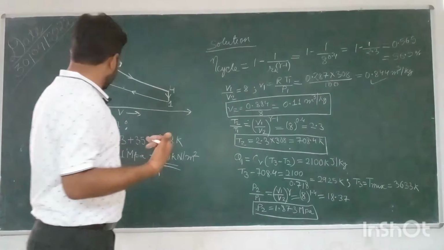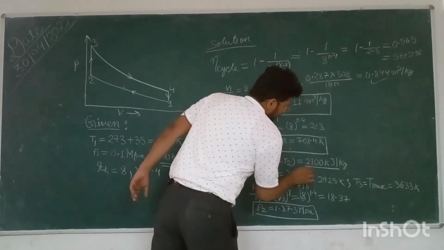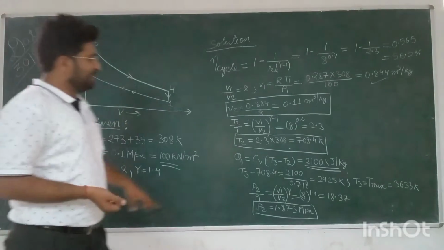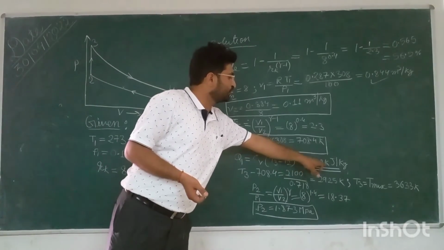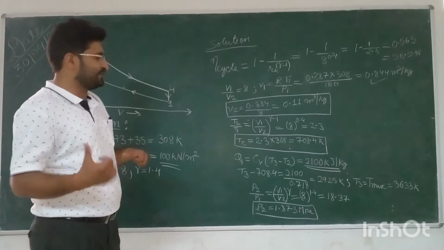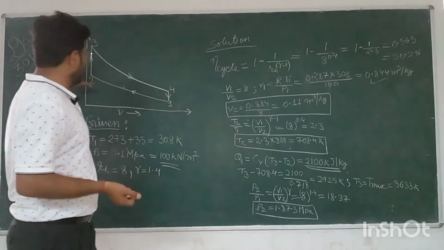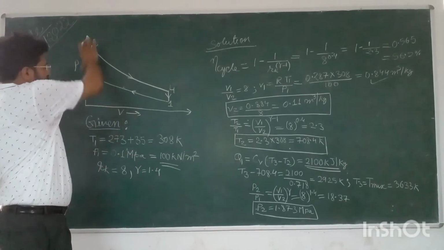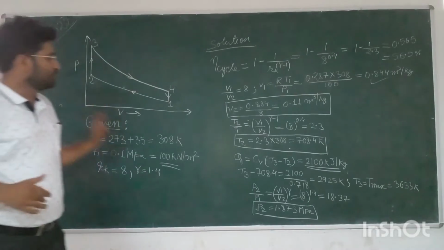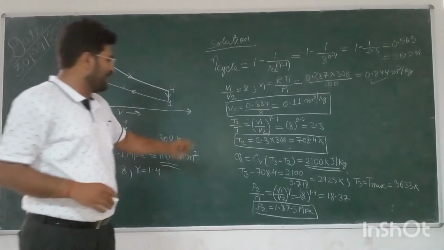So in the question, the amount of heat added in the combustion process, number 2 to 3, is 2100 kilojoule per kg. So we know from the basic equation Q1 equals CV. Why are we taking CV? CV because the process between 2 to 3 is a constant volume process. So for constant volume process, we have been given the CV value.